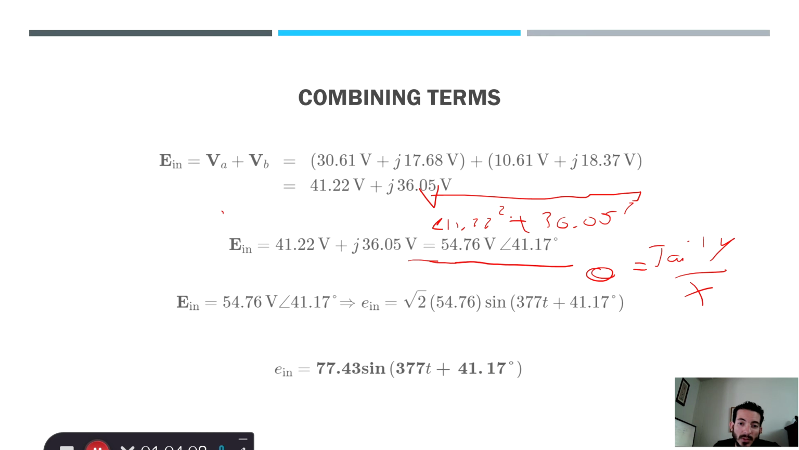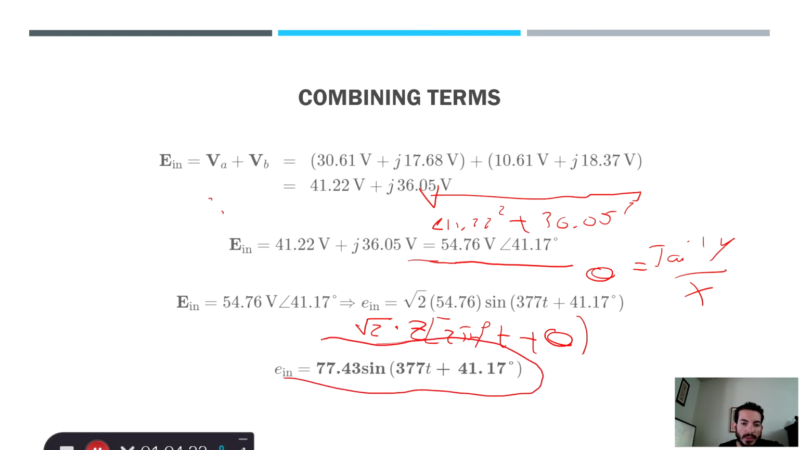If you want to take that back to the time domain and plot it, the only thing you have to do is, again, do the RMS computation, and it will give you square root of 2 times Z, which is 54.76, of 2 pi f, which is 2 pi times 60t, plus your angle, which is 41.17. And this is the wave that you obtain after adding them together.